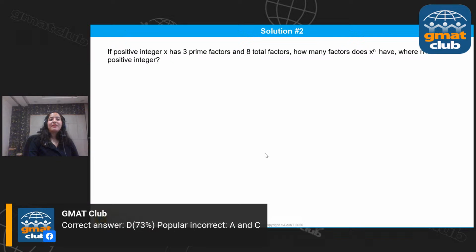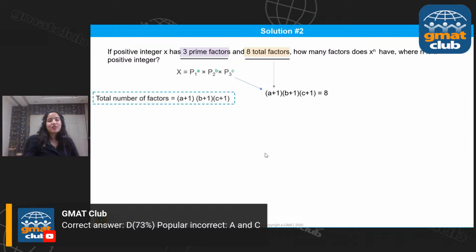Now here you have a positive integer which has three prime factors. So I know I can write it like this immediately, taking P1, P2, P3 as the three prime factors, and it has eight total factors. Now, how do we get the number of factors? We just take the powers of our prime numbers, increase them by 1, and multiply all of that. So this product is equal to 8. So really, it's a product of three numbers which has to be equal to 8. You should think, how can I write three numbers that multiply to 8? There's only one way: 2 times 2 times 2.